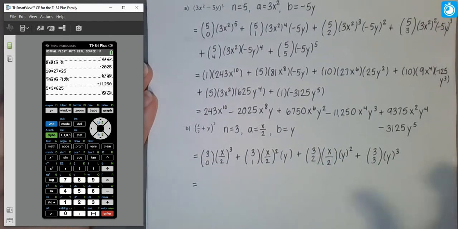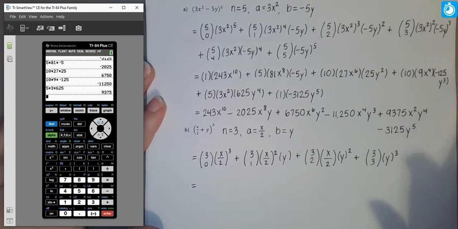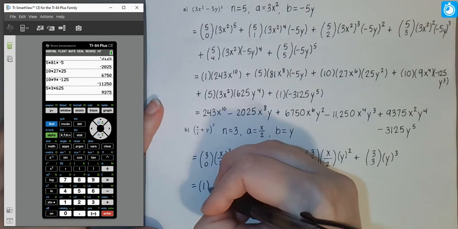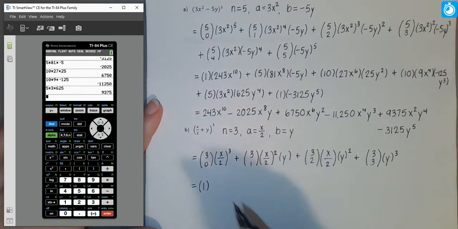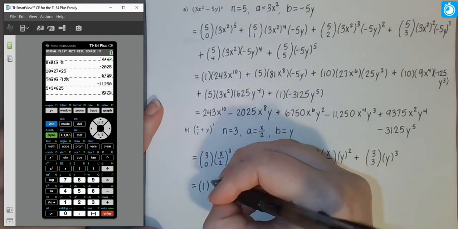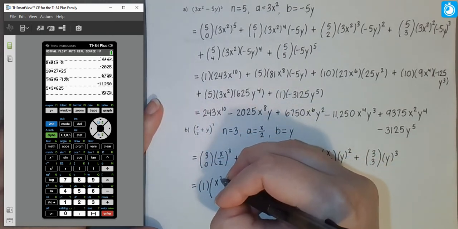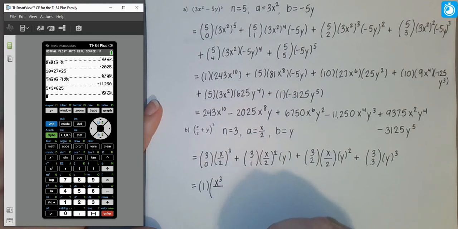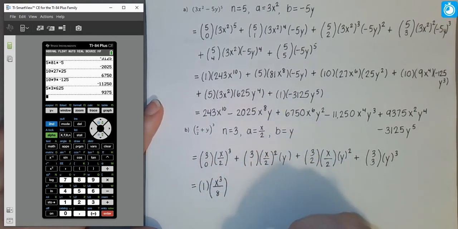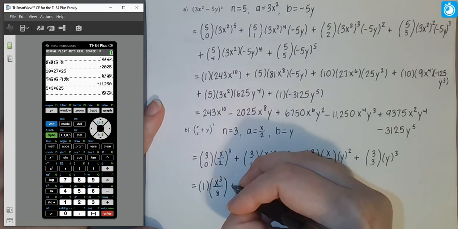Okay, so now let's simplify all of that down. So 3 choose 0. Well, we automatically know that's going to be 1. Based on everything we've seen so far, that's going to be 1. And then we need to cube both the x and the 2. So that's going to be x cubed over 2 cubed, which is 8. And of course, you can verify that in the calculator if you need.